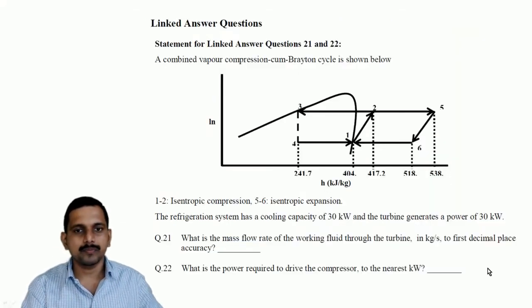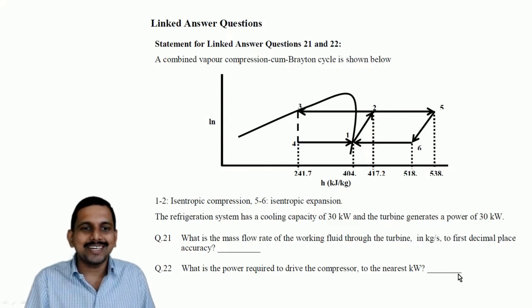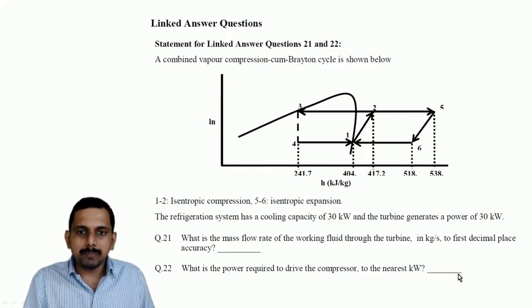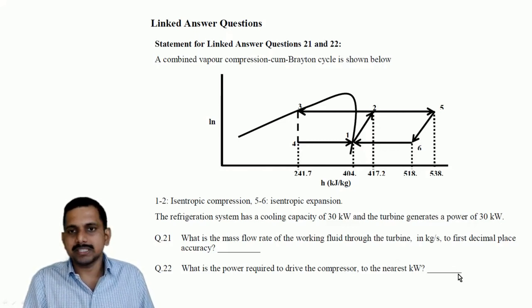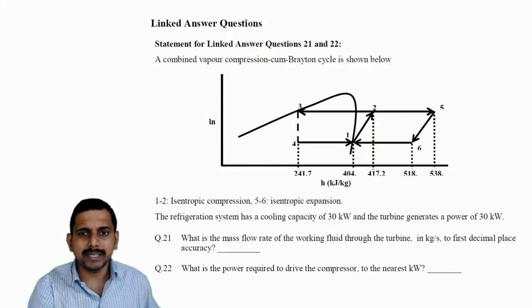Next problem. Next problem is this. It's a difficult looking easy problem. A combined vapor compression cum Brayton cycle is shown below. 1 to 2 is, now let us see what is combined here.